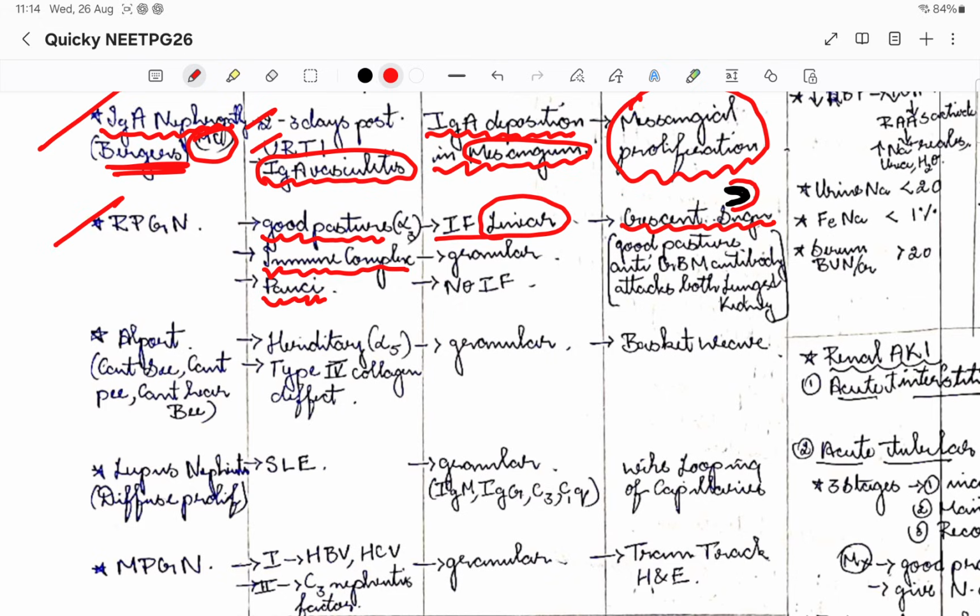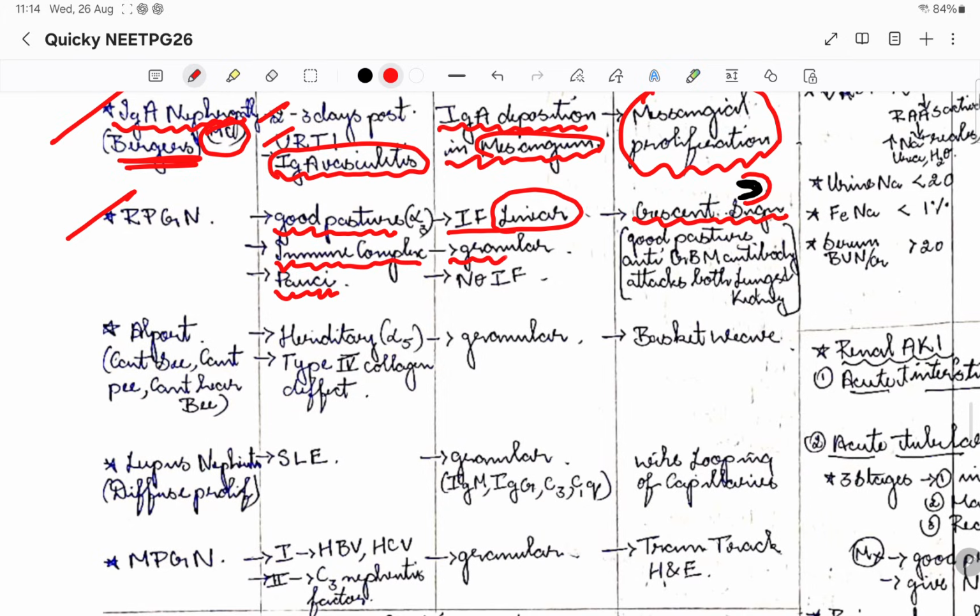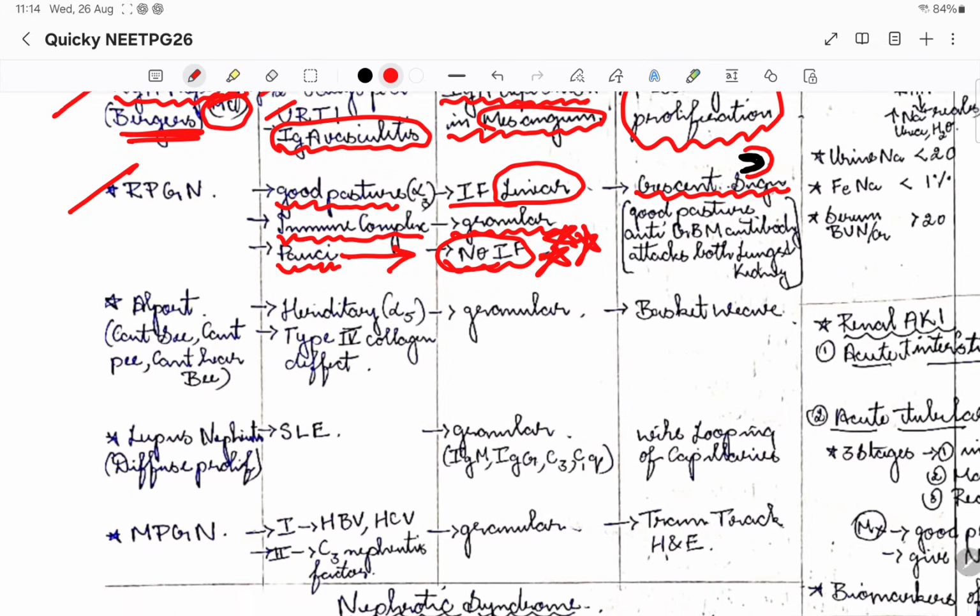Then coming to the type of immunocomplex deposition of RPGN, it will be granular. So granular, please note that the pauci-immune type of RPGN will have no immunofluorescence. Please remember this, it is very important. Where there is no immunofluorescence, that is the pauci-immune type of RPGN.